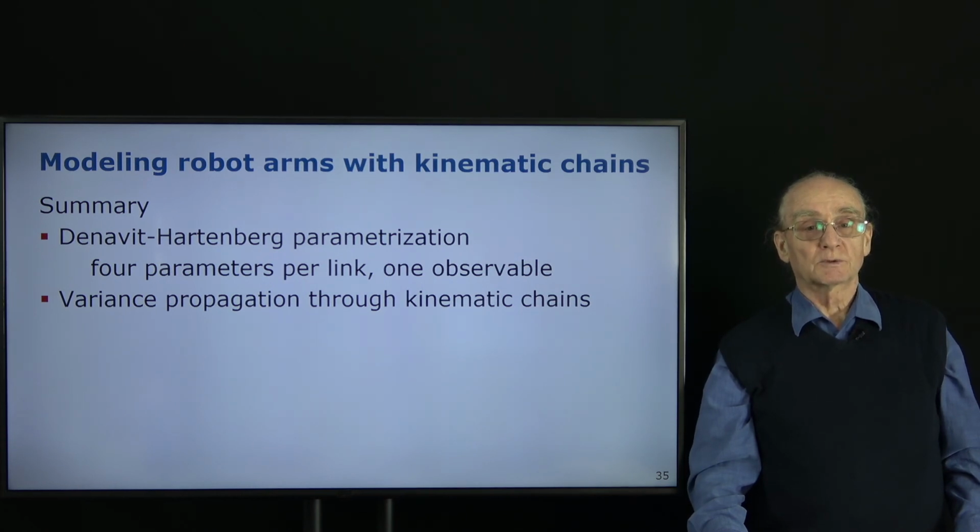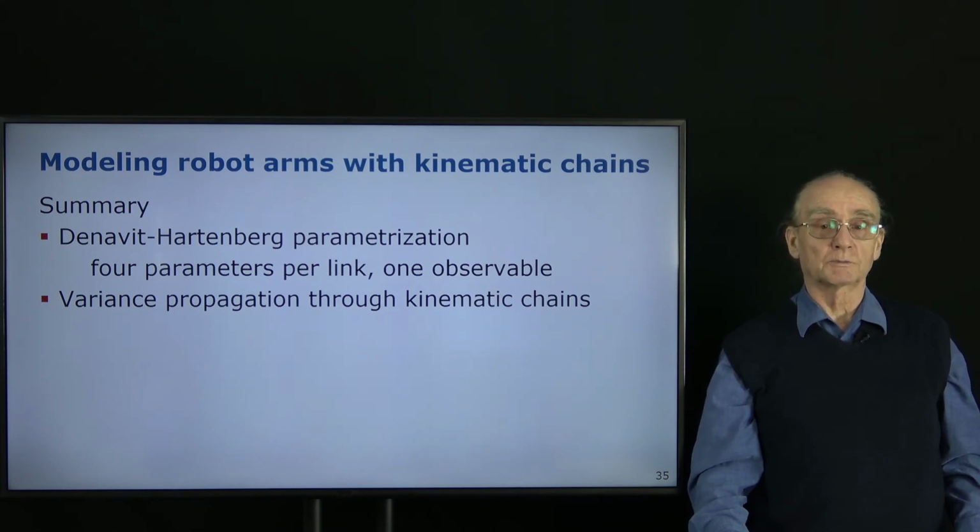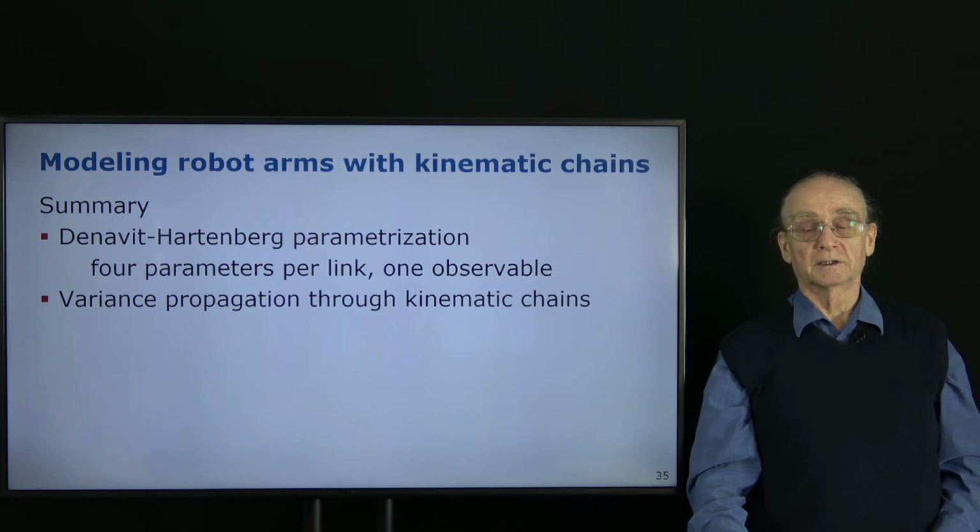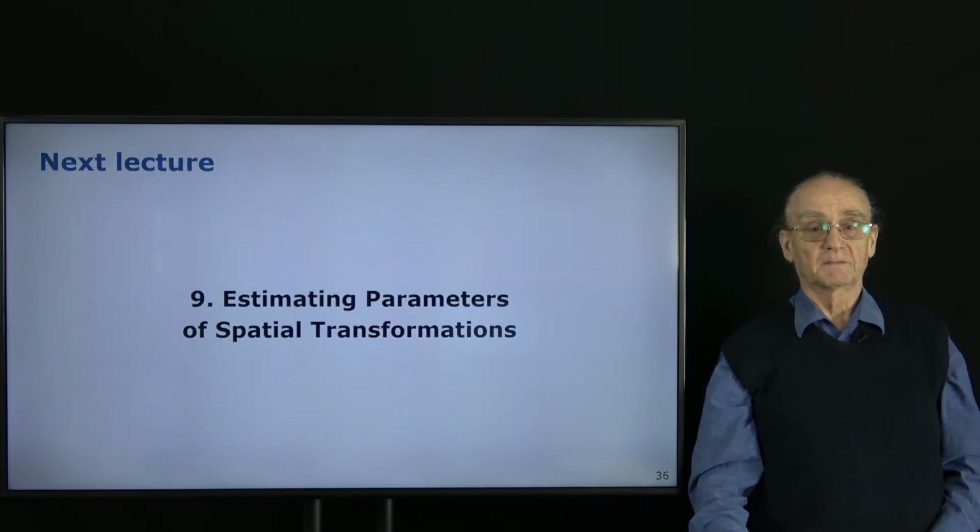What we discussed was how we model robot arms with kinematic chains, especially the Denavit-Hartenberg parametrization, where we need 4 parameters per link. 1 is observable in this case, or controllable if you have an active arm. And we had a look at the variance propagation through kinematic chains in order to be able to predict how accurate we can actually do the measurements.